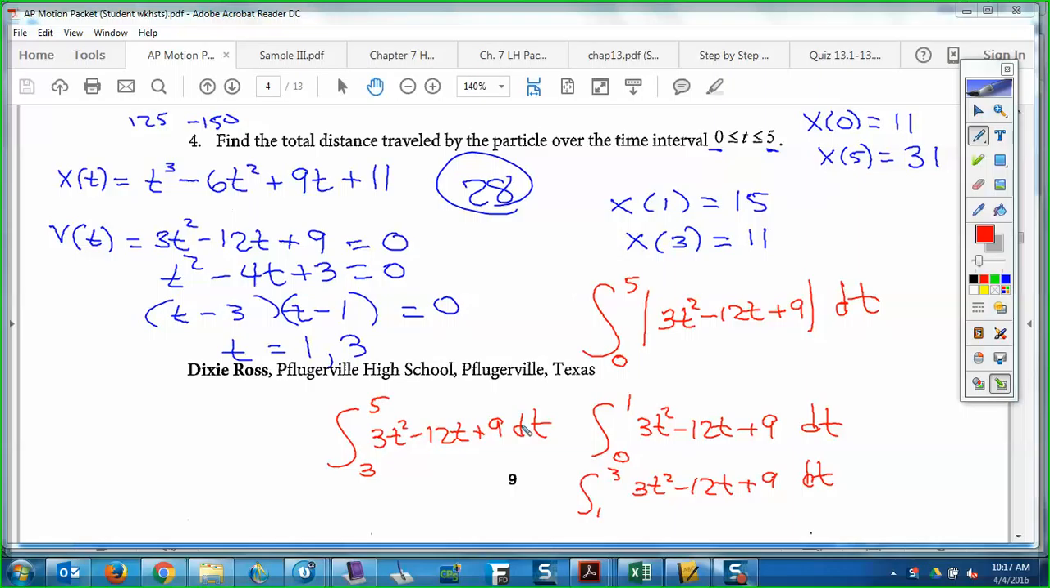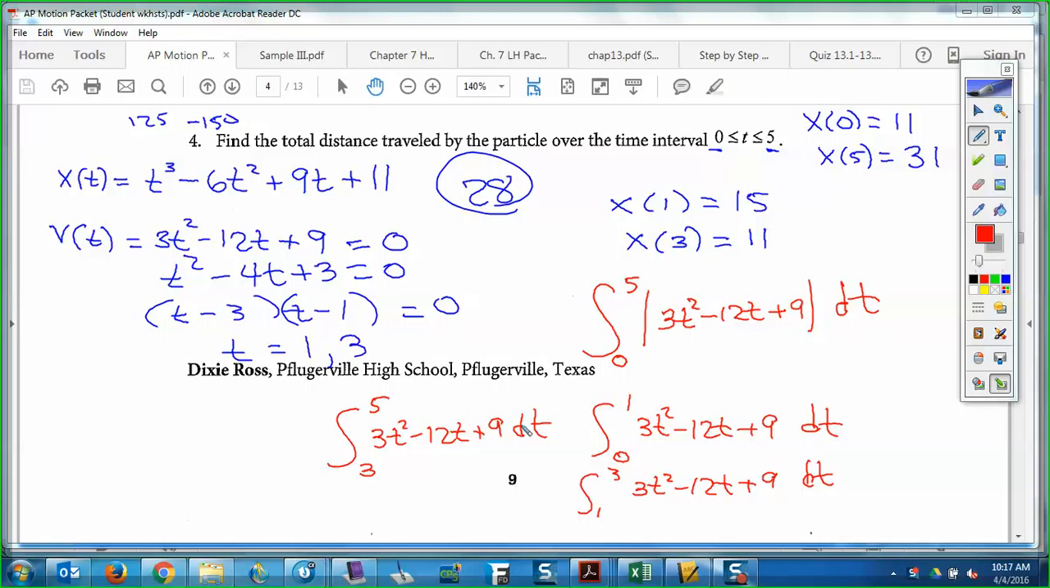From 1 to 3, what am I going to get? It went from 15 back. I'm going to get negative 4. So if I was doing this problem, what would I do with that negative 4? I'd just make it positive. I'd say, oh, okay, I went 4 from 0 to 1, and then it turned around.